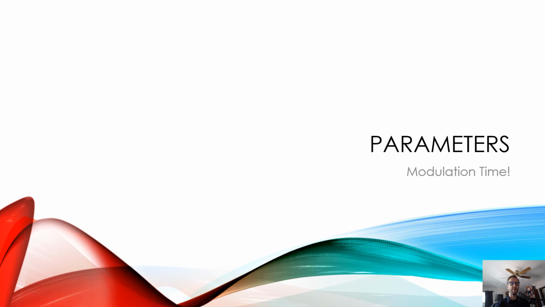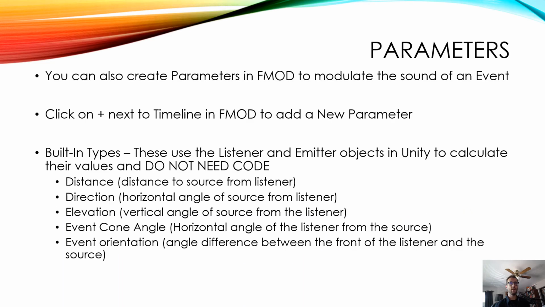Let's talk about parameters a little bit. Parameters in FMOD are assignable, and they're how we use different types of modulation. So you can create parameters in FMOD that will modulate the sound of an event, and it's really easy to do. In the timeline, there is a little plus box in a tab next to that. Click on that, and that will add a new parameter.